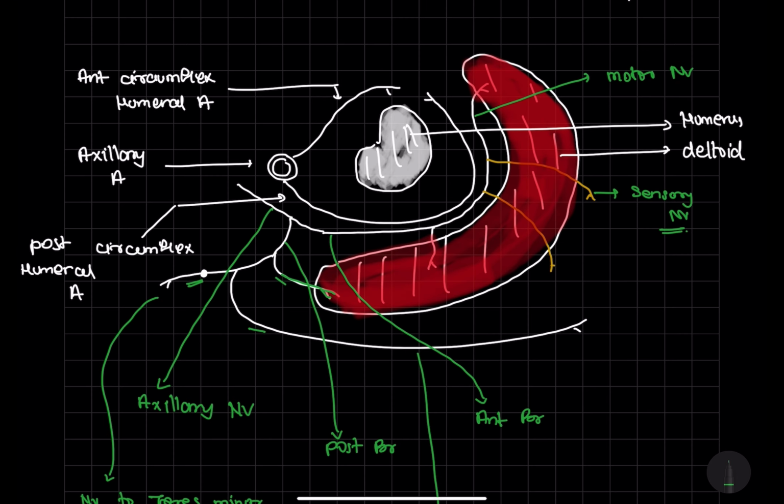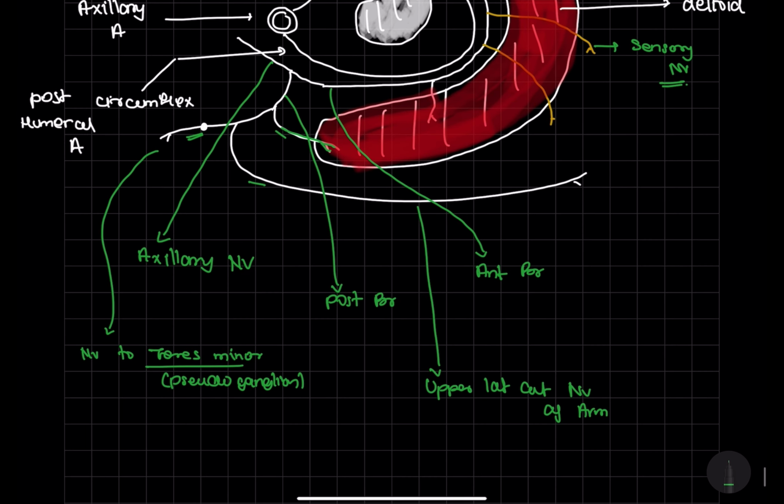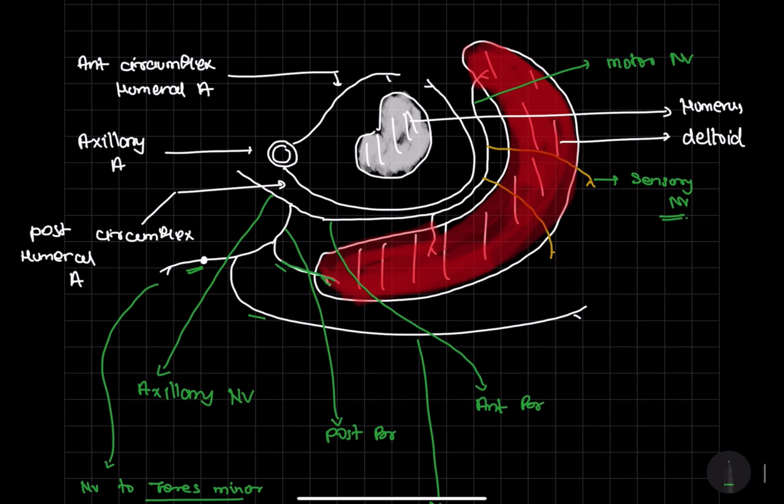The posterior division will give off three branches. One branch will go to the teres minor, and it will have a pseudoganglion in it. It will also supply the posterior part of the deltoid, and along with that it will also give off the upper lateral cutaneous nerve of the arm. The anterior division will supply the rest of the deltoid, and along with that it is also going to supply the skin over the deltoid.